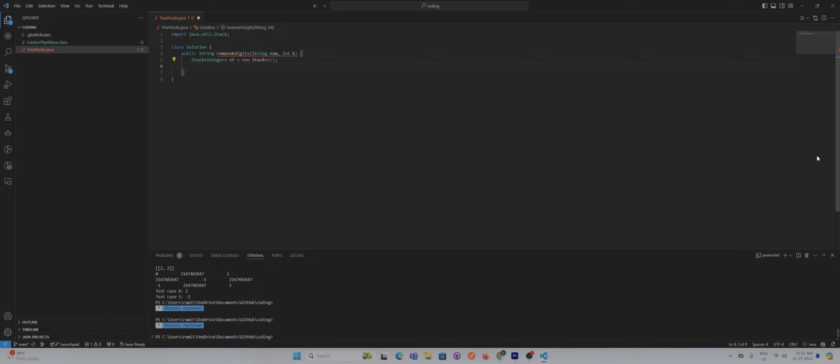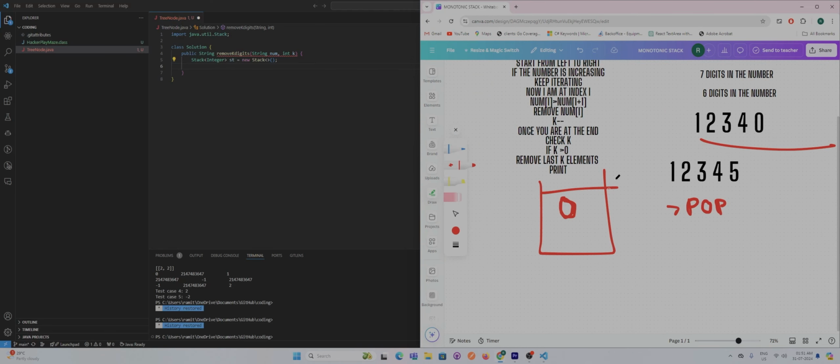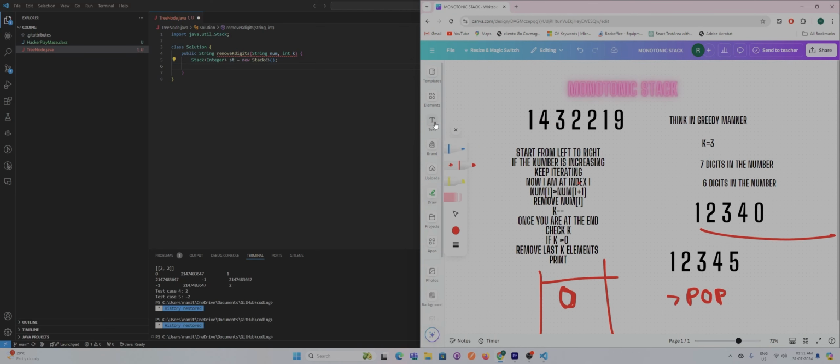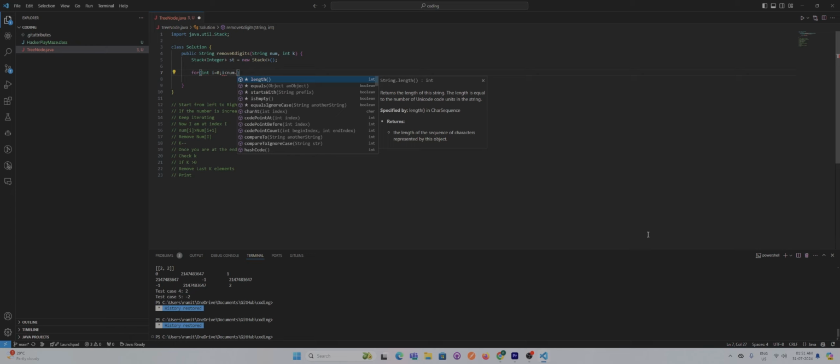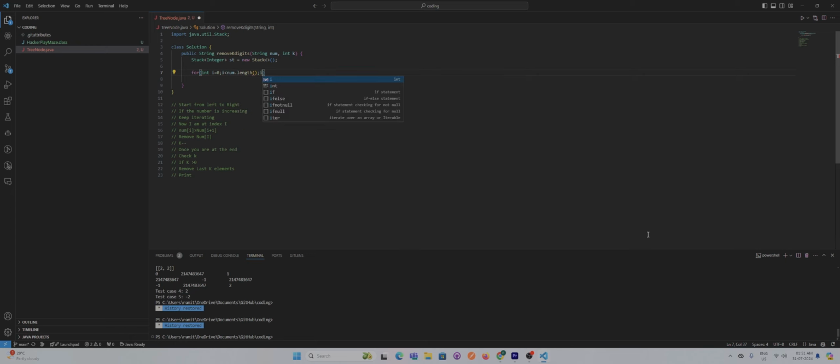Now what does my algorithm state? I'm just going to take it here, start from left to right. So I'll create a for loop, i equals 0, i less than num.length, i plus plus. So I'm starting from left to right.